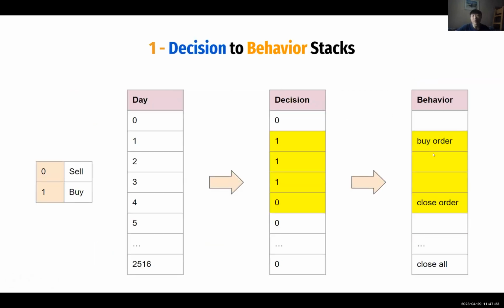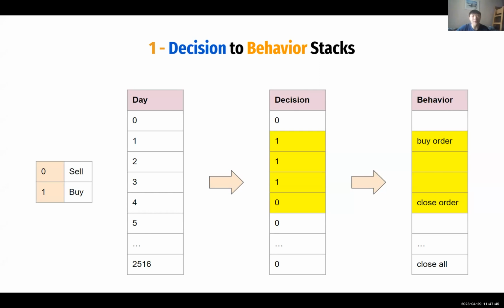Oh, you can refer to this diagram. The left column indicates the day of the market day. The second column indicates the decision made by our model. And the third one indicates the actual trading behavior based on those decisions being made.